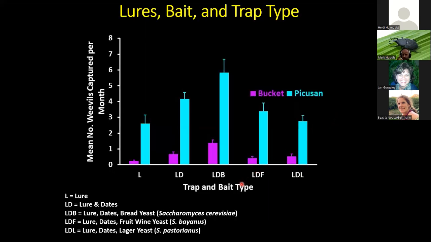So baits. The best bait types that we have tested are using the aggregation lure, dates mixed with water, and to that we add a packet of baker's yeast. We looked at other attractive yeasts like fruit yeasts and lager yeasts, which are commercially available, and they are attractive, but nowhere near as attractive as a packet of baker's yeast going into that potion of dates and water. It really jumpstarts the fermentation process, and the volatiles that come off that fermentation product in combination with the aggregation pheromone are highly attractive to South American palm weevil, and baker's yeast is readily available at the supermarket as well.